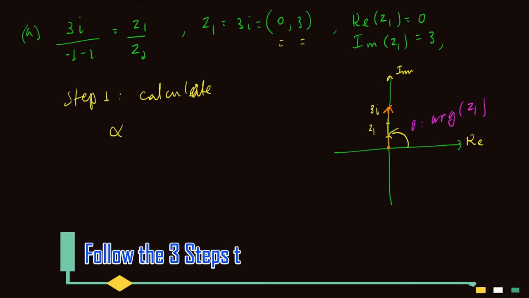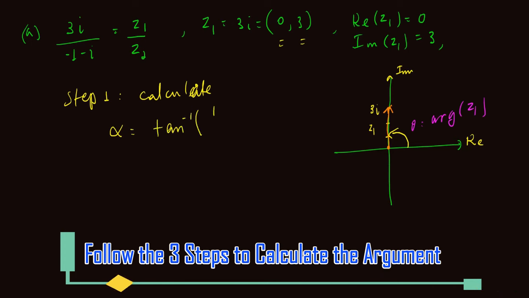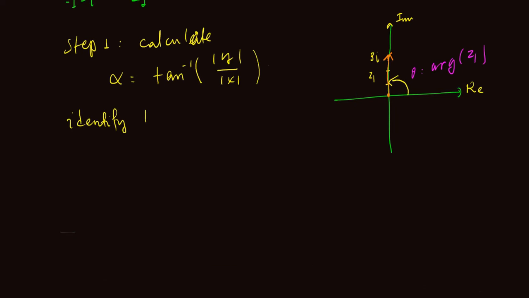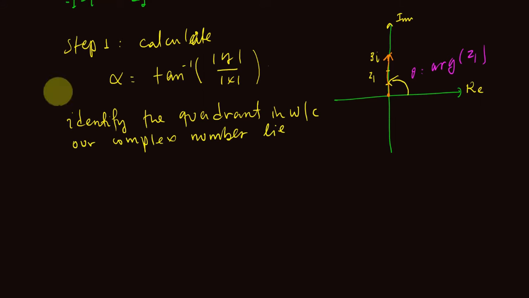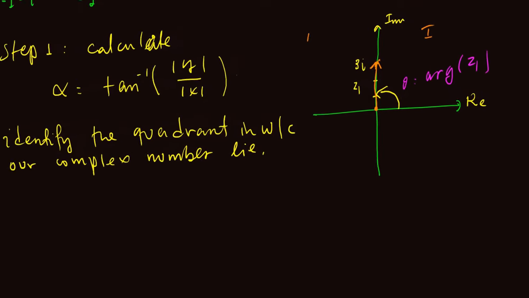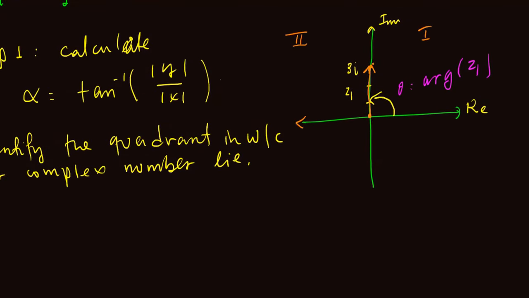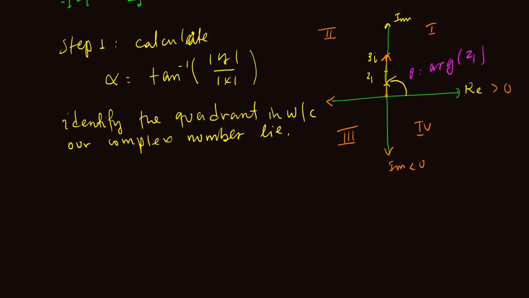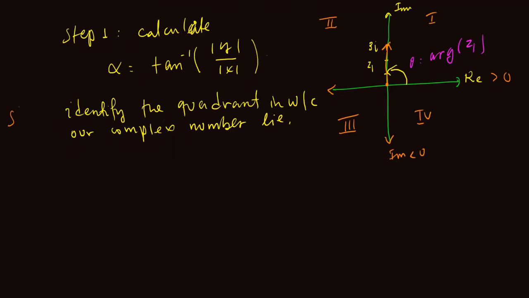To get the angle, calculate the angle alpha, which is tan inverse of the absolute value of y divided by the absolute value of x. Second step, you have to identify the quadrant in which our complex number lies. Identifying the quadrant means the number system divides the whole plane into four. The first one is quadrant 1, where both are positive. The second one here, the imaginary is positive and the real is negative. The third one is here, both the real and the imaginary are negative. And the fourth one here is when the imaginary is negative, less than 0, and the real is positive, greater than 0. So in step 2 we identify which quadrant it falls in. This is our second step.